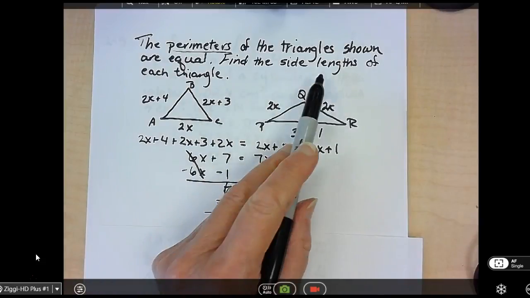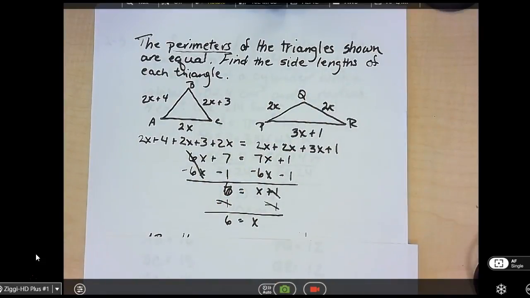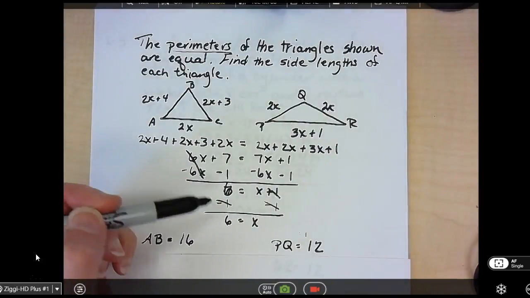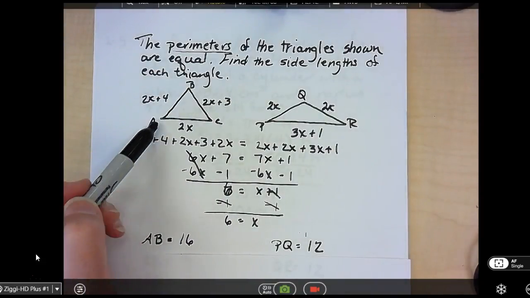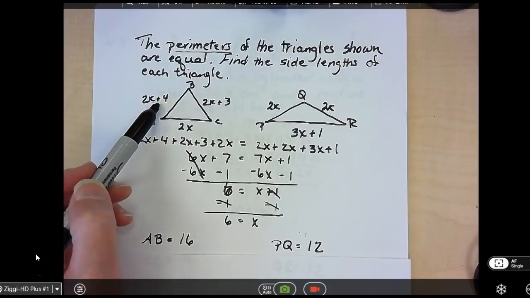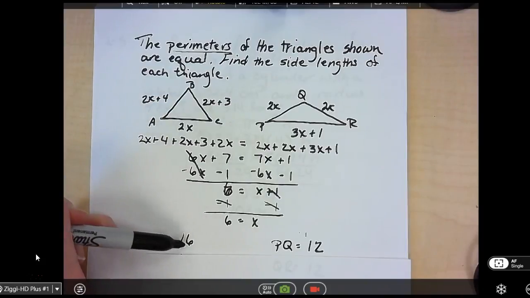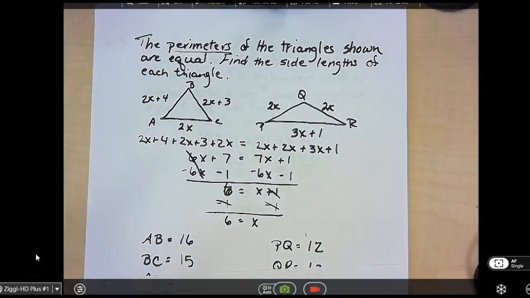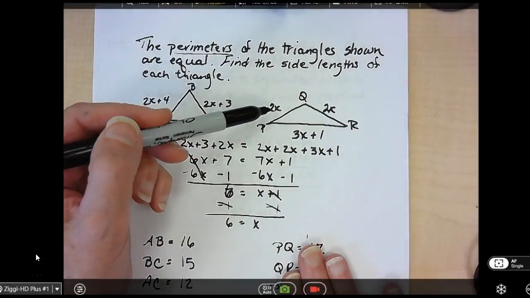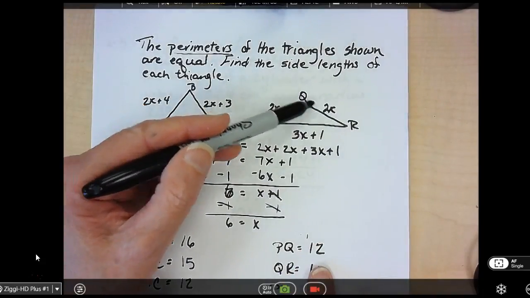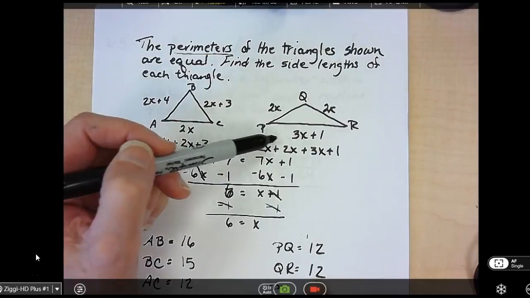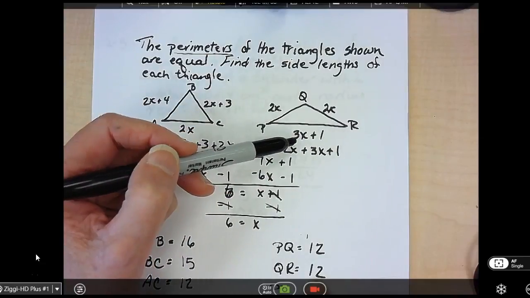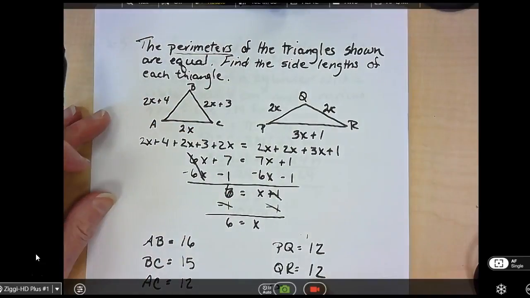On this one I'm not done because I have to go ahead and find the side lengths of each triangle. So I put in 6 for x. AB was 2 times 6 is 12, plus 4 is 16. 2 times 6 is 12, plus 3 is 15. 2 times 6 is 12. So on this side, 2 times 6 is 12, QR is 12, and then PR is 3 times 6 plus the 1, which is 19.